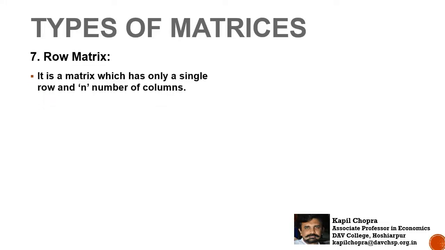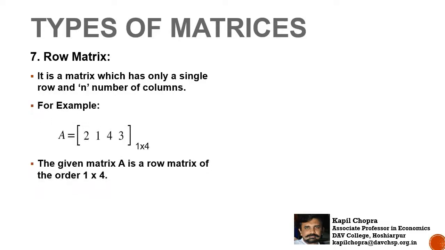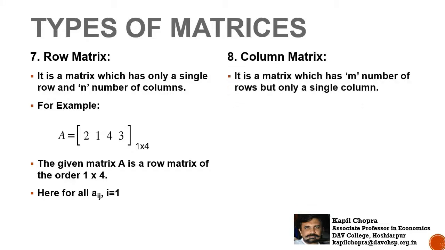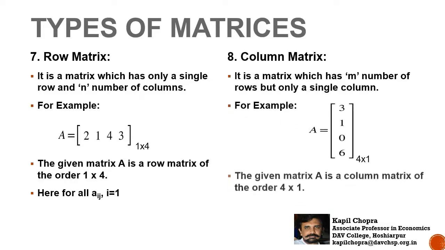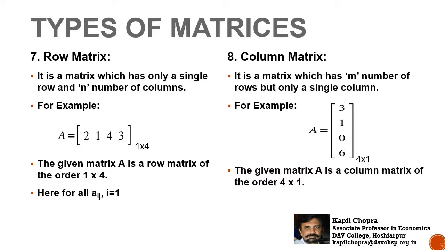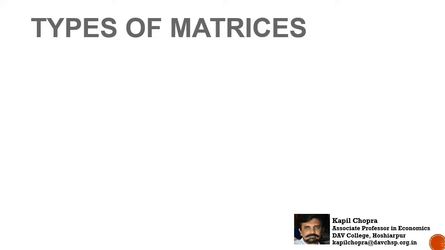Row matrix. It is a matrix which has only a single row and n number of columns. For example, the given matrix A is a row matrix of the order 1 by 4. Here for all Aij, i is equal to 1. Column matrix. It is a matrix which has m number of rows but only a single column. For example, the given matrix A is a column matrix of the order 4 by 1. Here for all Aij, j is equal to 1.